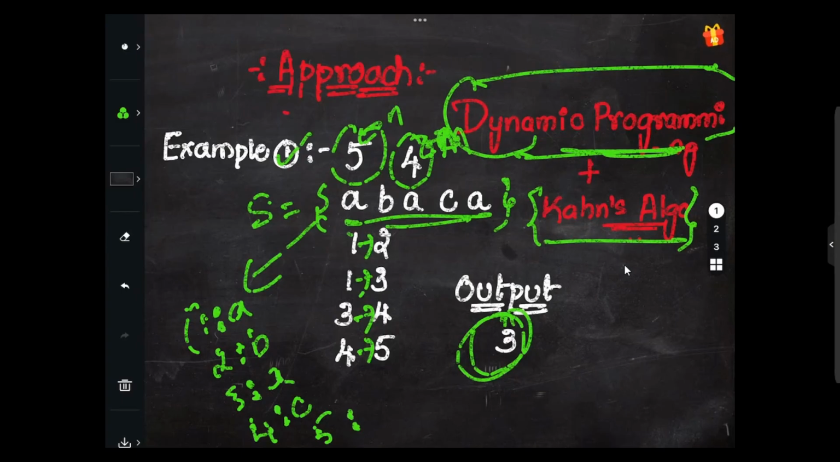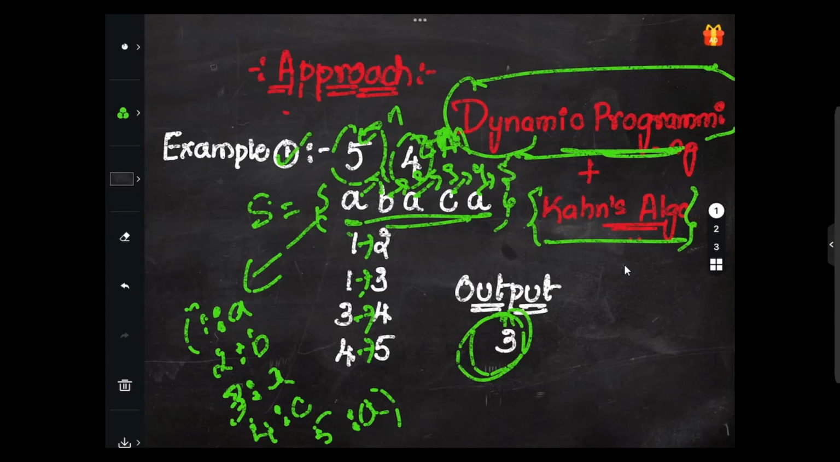Just give me a second. Something's wrong with the pen. One second. Yeah, 5 is A, right? So this is fine. 1, 2, 3, 4, 5. Here 5 is again A. This is 1, this is 2, this is 3, this is 4, this is 5. We have mapped like this, right?